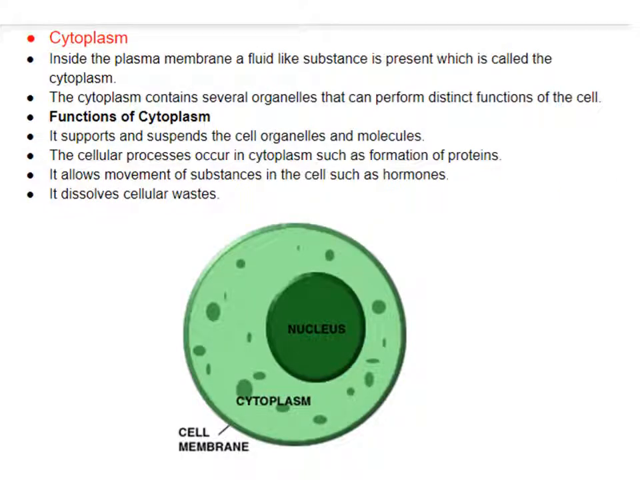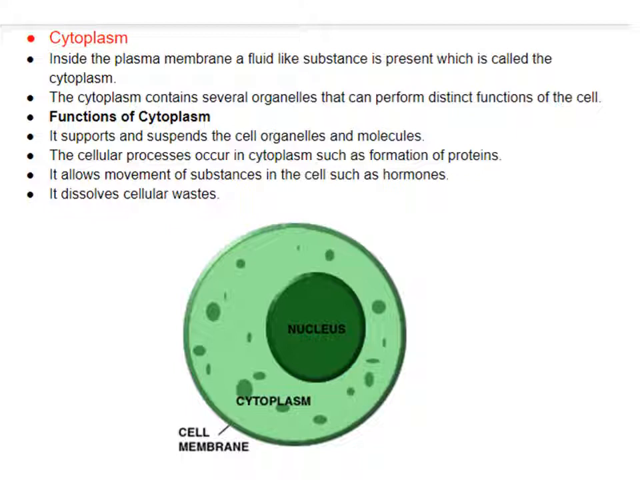Now, before ending the video, let's take a small last topic, that is cytoplasm. As you all know, cytoplasm is the part of protoplasm which lies outside the nucleus. It is present inside the plasma membrane, but outside the nucleus, as a fluid-like substance. Now, cytoplasm contains several organelles that perform distinct functions of the cell.